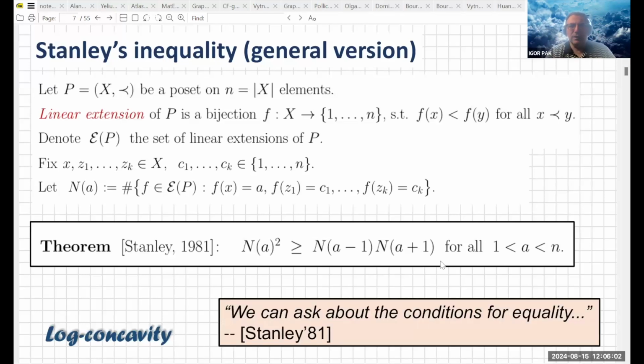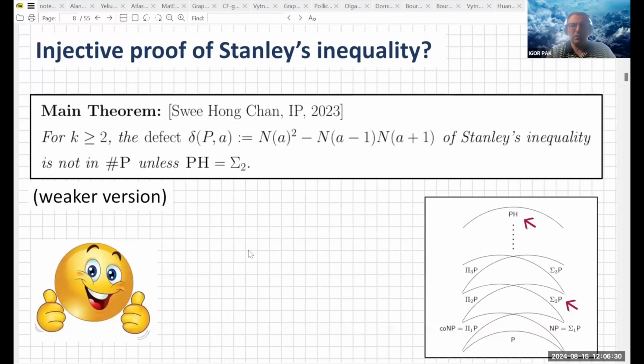And just like Svihon mentioned last time, we're going to talk about conditions for equality. The most important thing to understand is that they're complicated. It's been a long time, and there was not much progress on this problem until very, very recently. So with that, I'll tell you the first version of the main result, and I'll explain why very quickly.